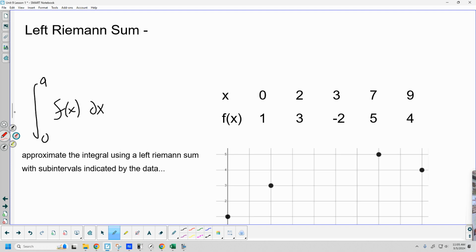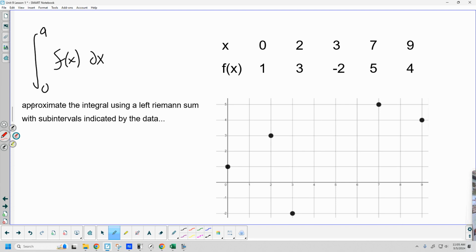All right, so here's the scenario. I'm asking you, right here, to approximate this integral, approximate this accumulation. Just stay with me, we're good. Using a left Riemann sum. They will be specific about which type of Riemann sum you're going to use. We're going to approximate using a left Riemann sum.